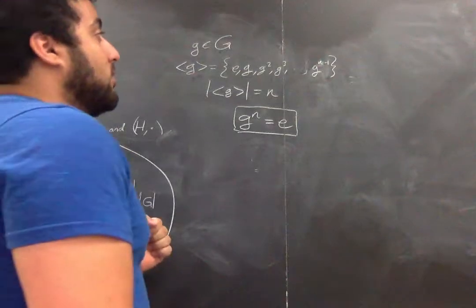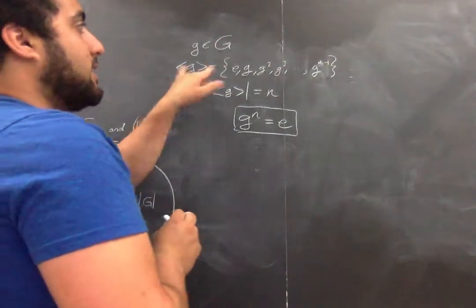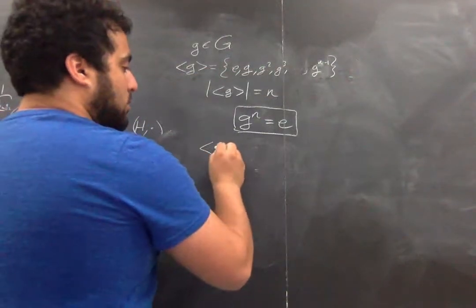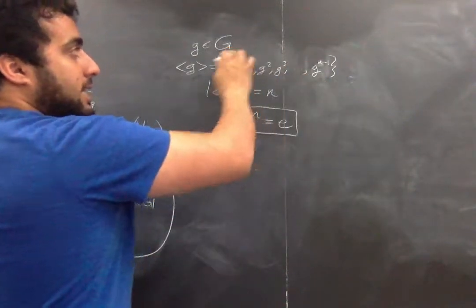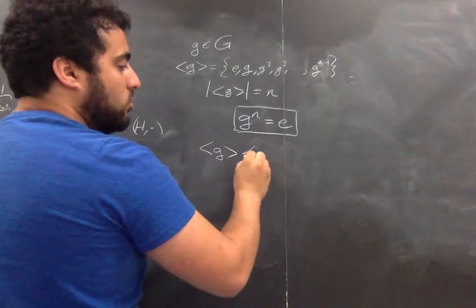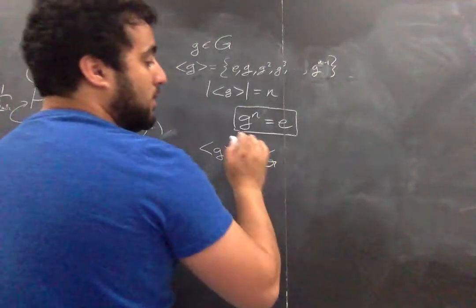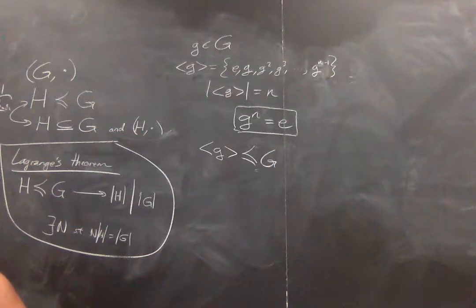Now, the other important thing we can say about this set is that it's not just a set. It is in fact a group. Since every element of this set is in G, the set generated by g must actually be a group, and it is a subgroup of our group, big G. Now, why do we know that?